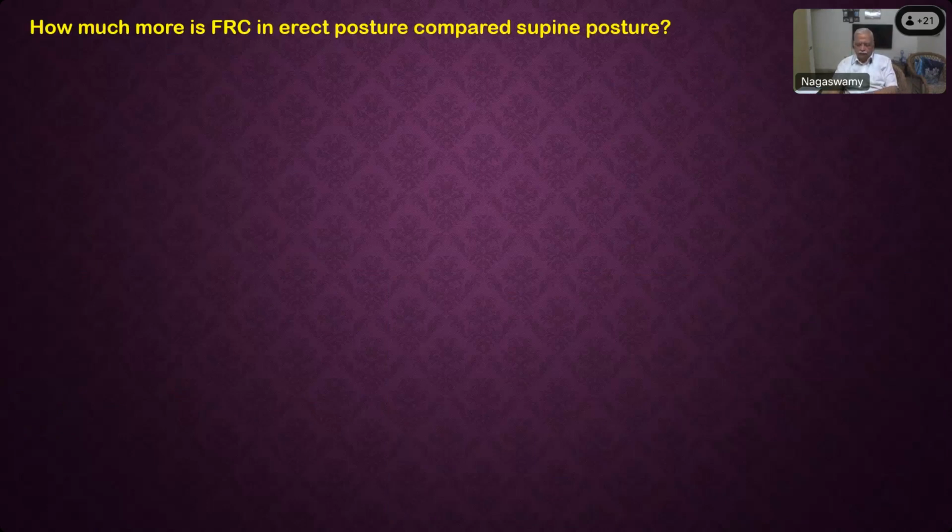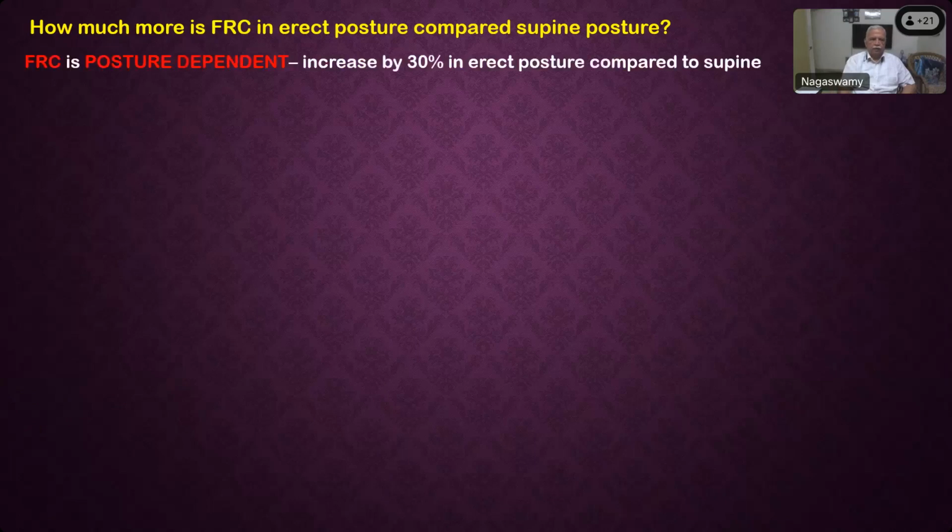Is there a difference, first of all, between erect and supine posture in FRC of all even normal patients? Yes. Why is it so? Because of upward movement of the diaphragm. So that is the answer for that. FRC is posture dependent. It increases by 30% in erect posture.